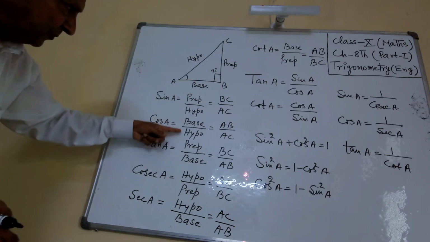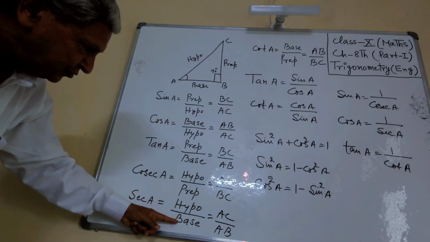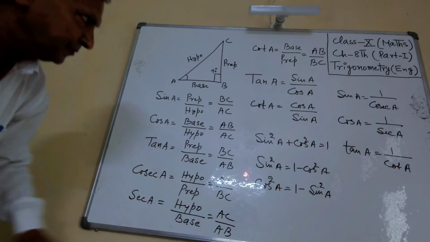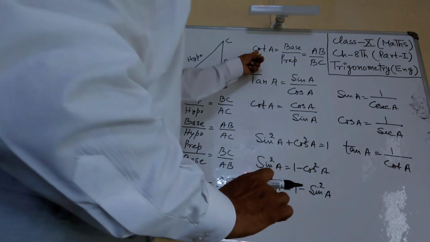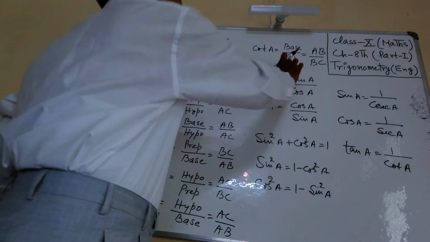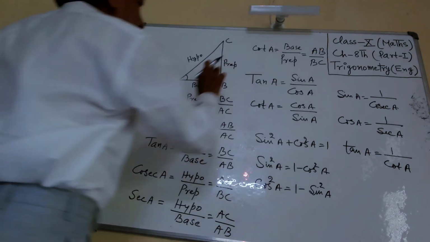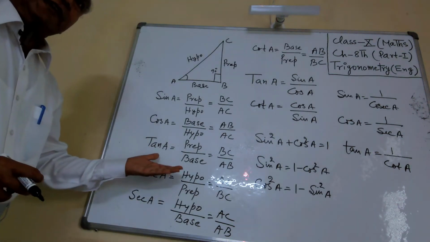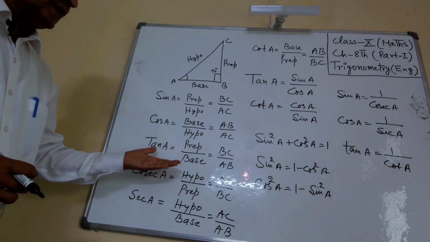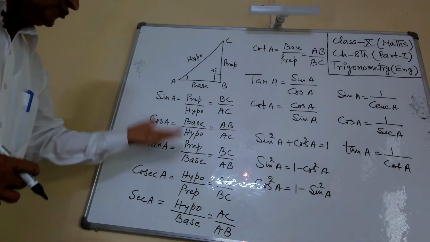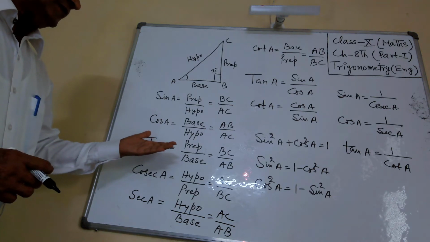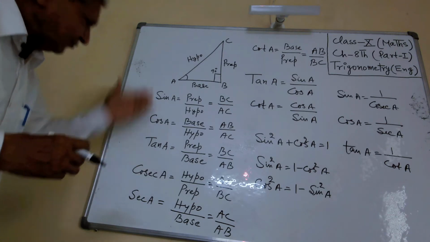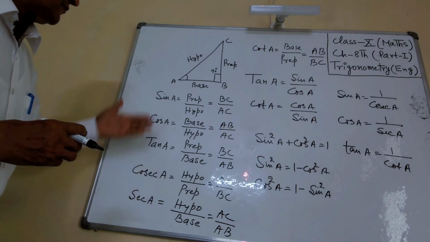Similarly, sec A is the opposite of cos A. In cos A, base upon hypotenuse, AB upon AC. In sec A, hypotenuse upon base, AC upon AB. Now, sixth, cot A, base upon perpendicular, is equal to AB upon BC. These are the 6 trigonometric identities. We are going to use these trigonometric identities in all our questions, and we will find out the values of these identities when one of the identities is given.